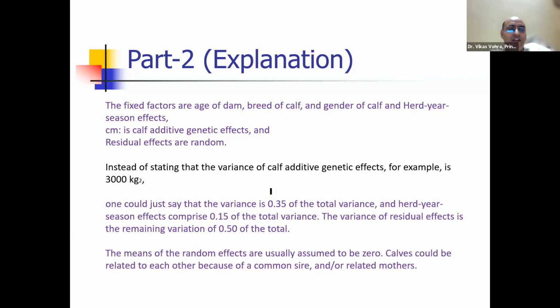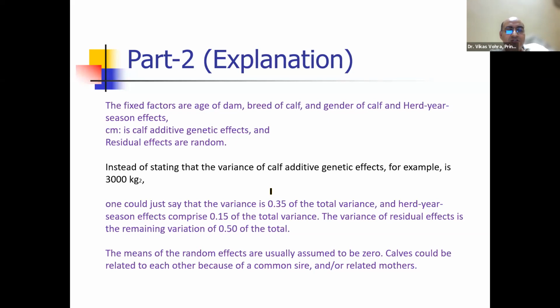So if the value is 0.15, that is 15%, and the total variance which is left residual or unexplained is 50% in this case, because the additive genetic effect is 0.35 and the herd year season is 0.15 of the total variance. So we say 50% is explained, but 50% is remaining variation which cannot be explained using this model, and the weaning weight in the calf can be predicted.